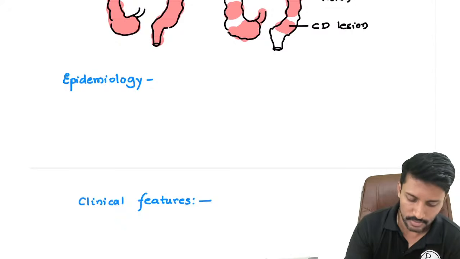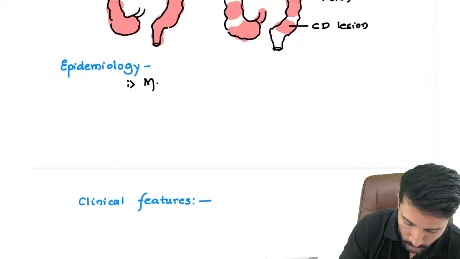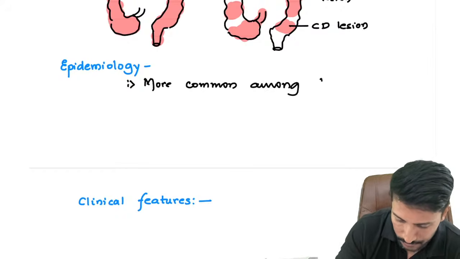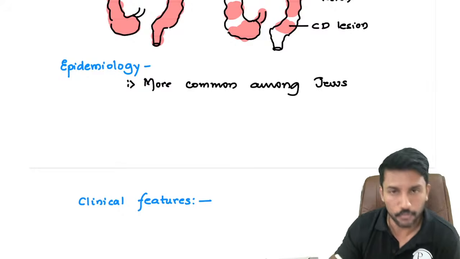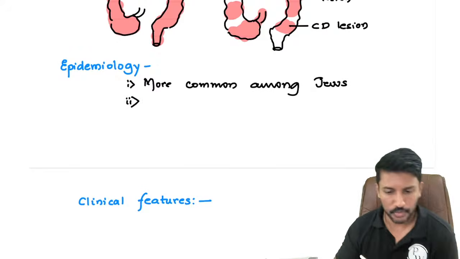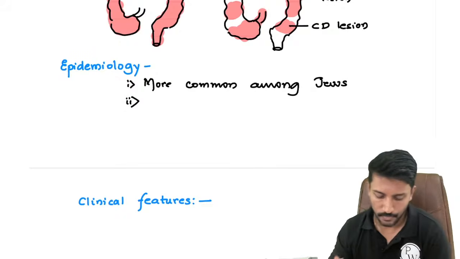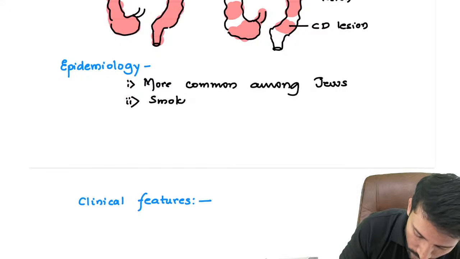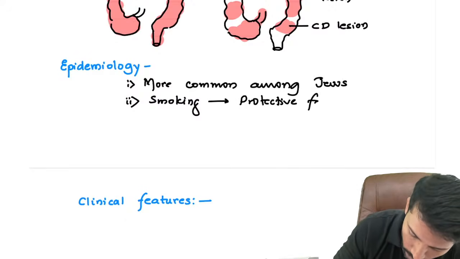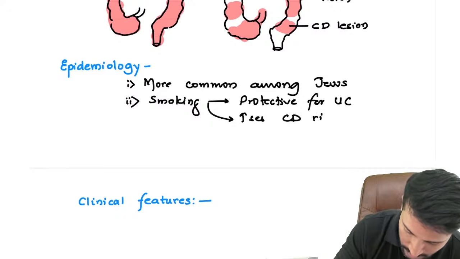Now, in terms of epidemiology, what points should I mention? The first thing we should mention is that it is more common among Jews. The Jewish population has higher prevalence of inflammatory bowel disease, right? The second thing to mention in the epidemiology, some things are protective against ulcerative colitis and some things increase the risk of Crohn's disease. So second thing I want you to write is smoking. Smoking is protective for ulcerative colitis, but smoking increases Crohn's disease risk.